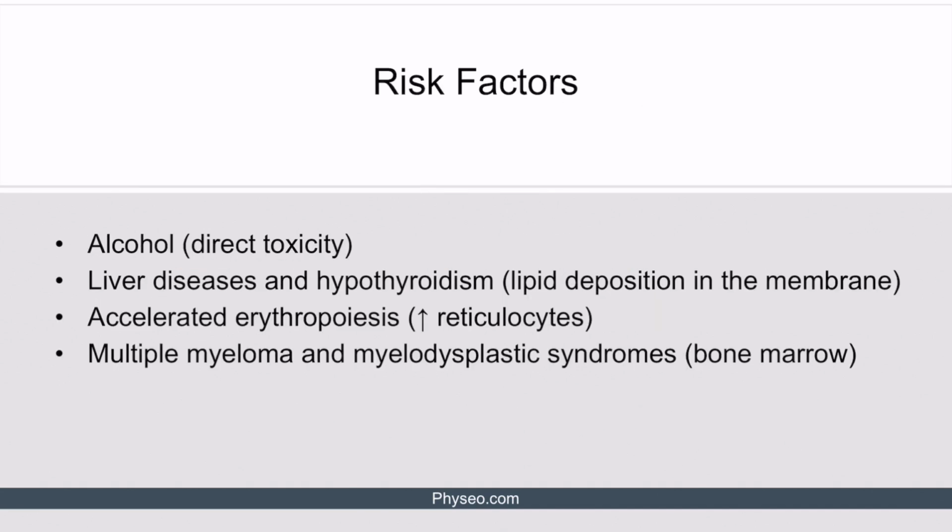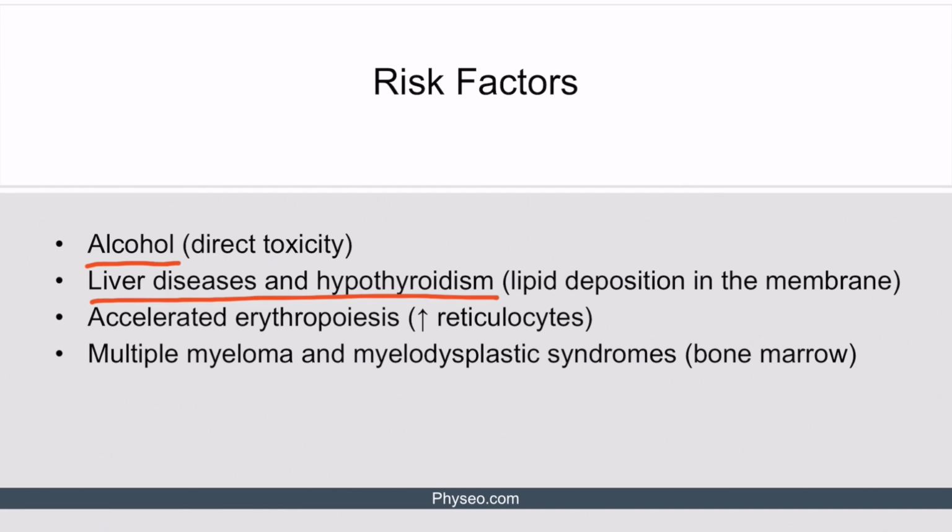Now let's discuss the risk factors. In alcoholic patients, macrocytic changes can occur even in the absence of vitamin deficiency due to the direct toxicity of alcohol on the bone marrow. Patients with liver disease and hypothyroidism can develop non-megaloblastic macrocytosis secondary to increased lipid deposition in the membrane of circulating red blood cells, which increases the red blood cell membrane surface area.